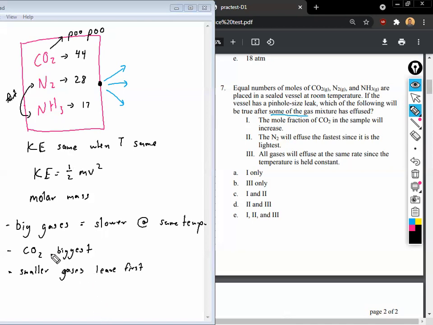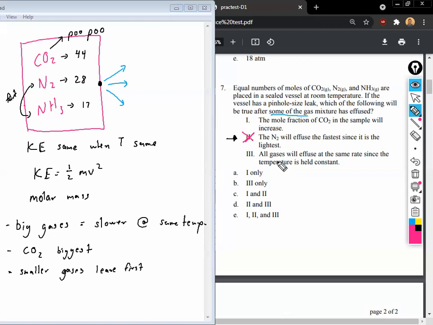So this is what we know. Let's go through these three points and see which ones we can apply. Let's start with number two, because this is the one that we can automatically tell if it's true or false. It says that N2 will diffuse the fastest since it is the lightest. Is this true? No, N2 is not the lightest. It has a molar mass of 28. That means NH3, since it's 17, is the lightest. So this is automatically not true.